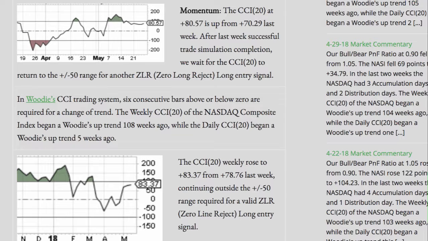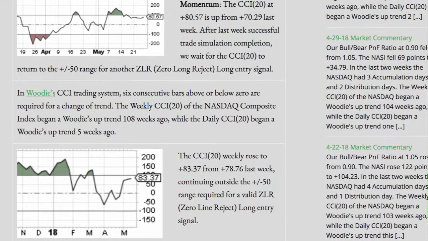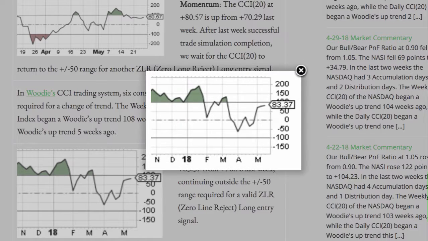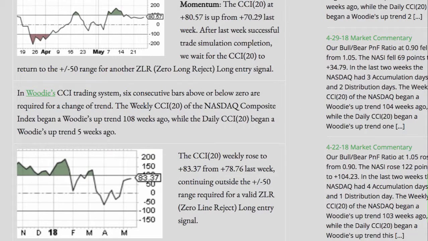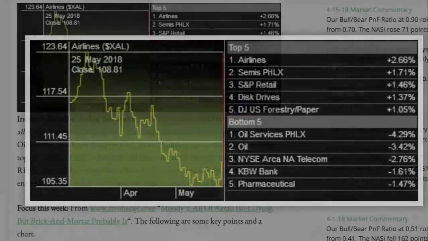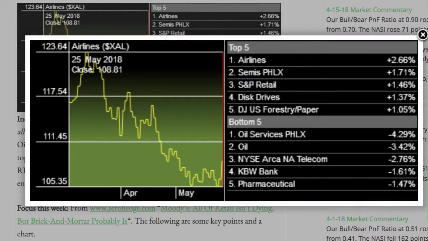The weekly CCI 20 of the Nasdaq Composite Index began a Woody's uptrend 108 weeks ago, while the daily CCI 20 began a Woody's uptrend 5 weeks ago. The CCI 20 weekly rose to a positive 83.37 from a positive 78.6 last week, continuing outside the plus or minus 50 range required for a valid zero-line reject long entry signal.